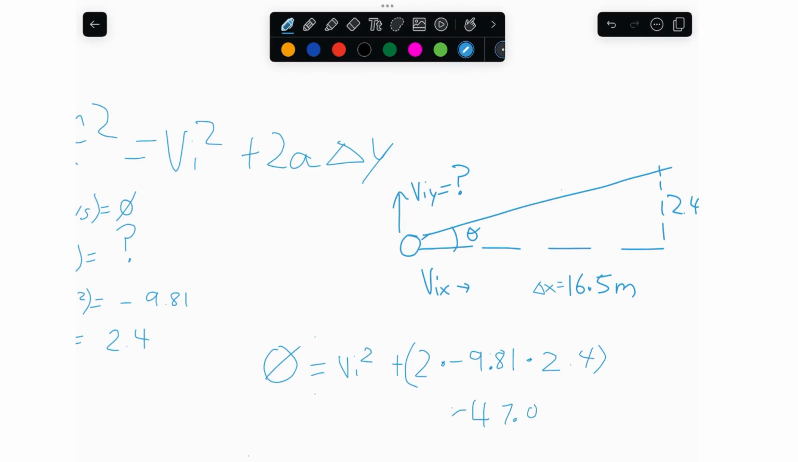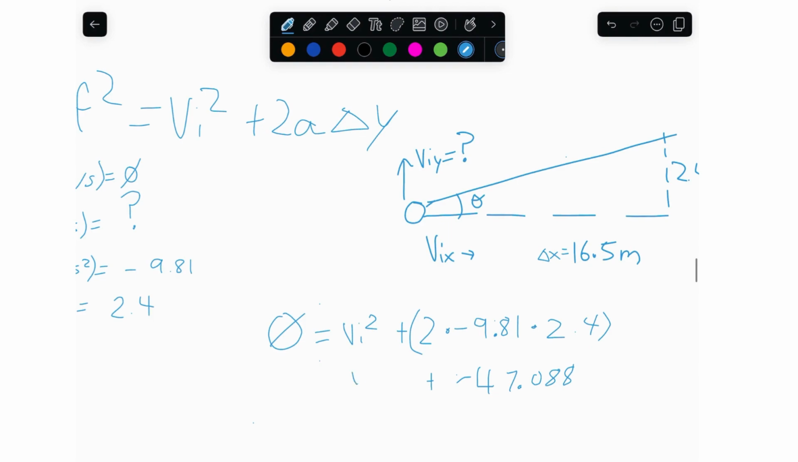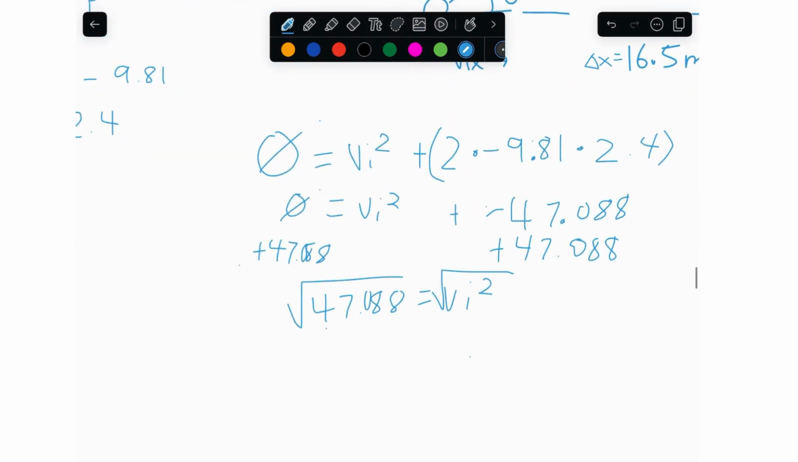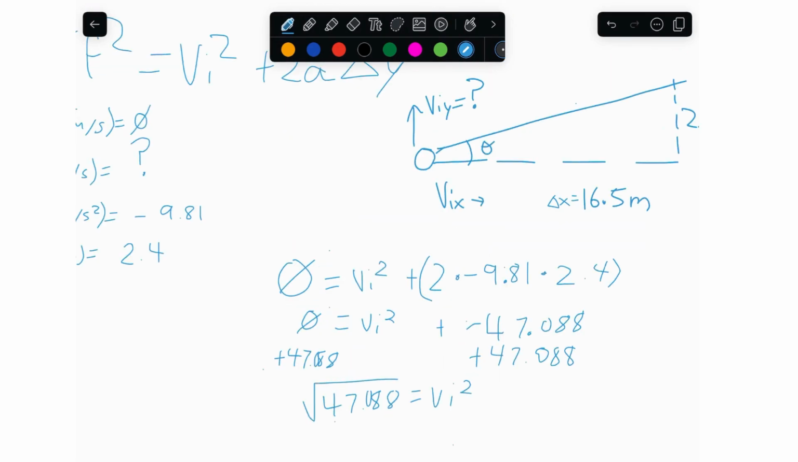Those three numbers multiplied together equals negative 47.088. Then we are left with 0 equals velocity initial squared plus negative 47.088. We need to get the velocity initial squared by itself, so we move negative 47.088 to the other side, which makes it become positive. Then we take the square root of 47.088 and we get 6.86 equals velocity initial.